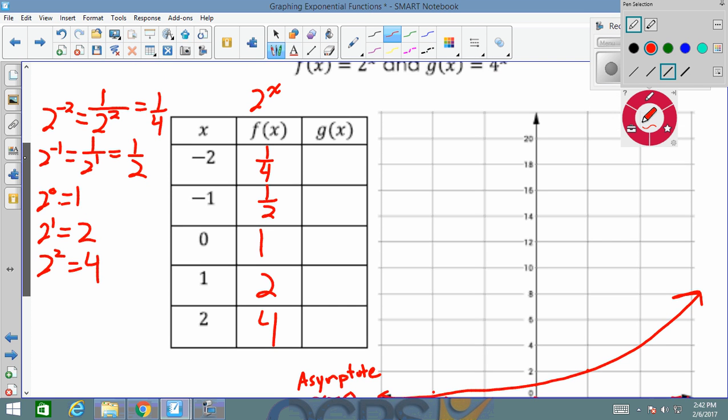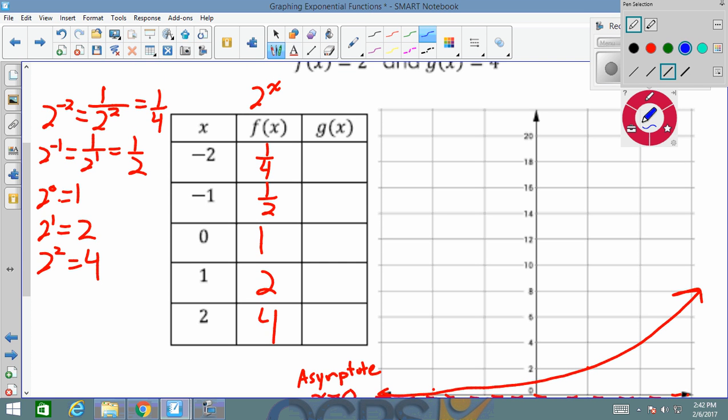All right, we're going to do now the g of x. The g of x is the function 4 to the x. So let's think about 4 to the negative second, which is 1 over 4 squared, which is going to be 1 over 16. So this is 1 over 16. This will be 1 over 4. This will still be 1. This will now be 4, and this will be 16. So just put the numbers in place to get your outcome.